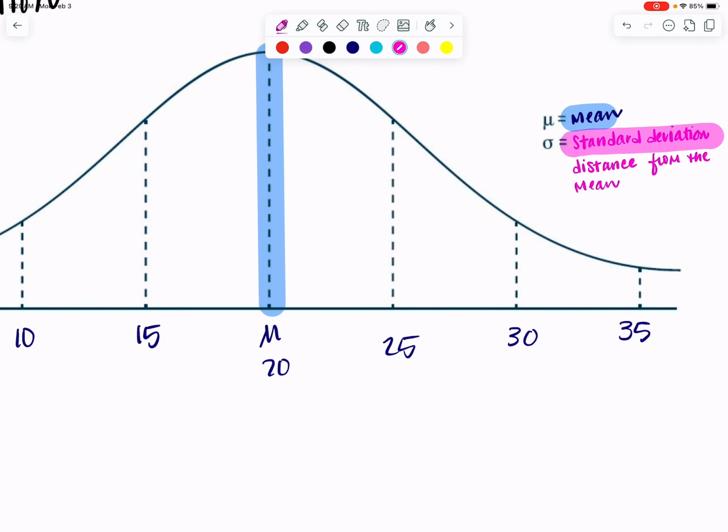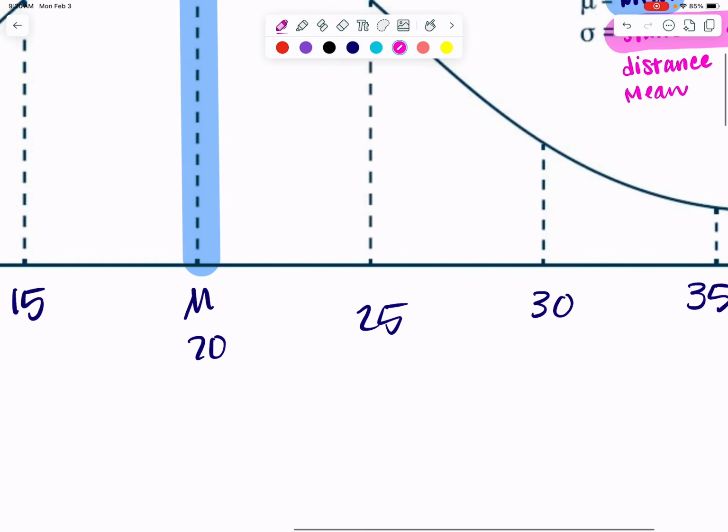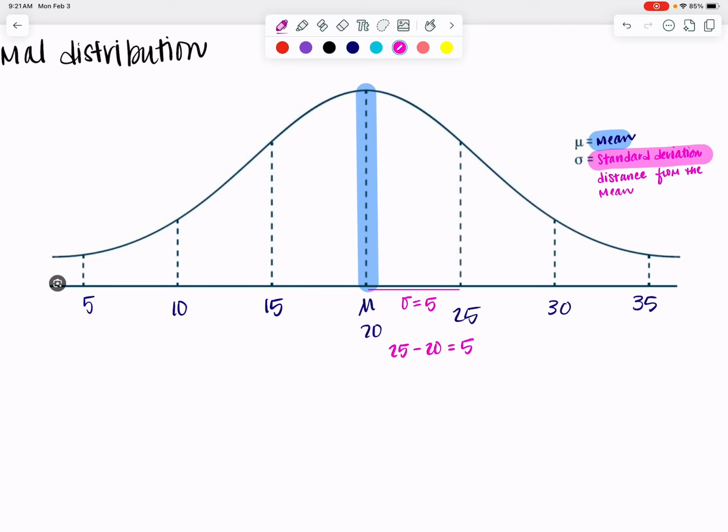So if I want the distance from the mean to each one of these values, I'm talking about this distance. Well, if I want to know how far it is from 20 to 25, I get a difference of 5. That means your standard deviation for the entire normal distribution in this case is 5.